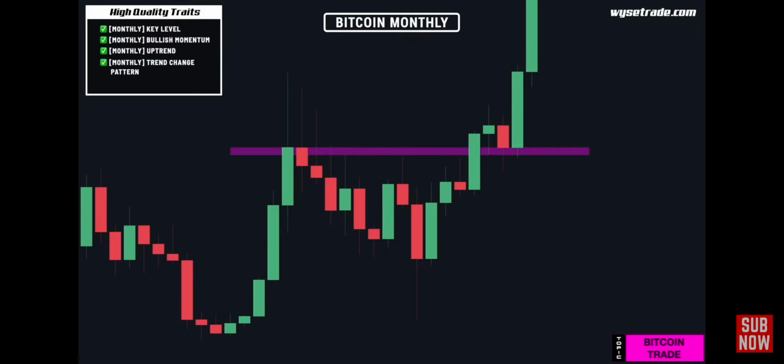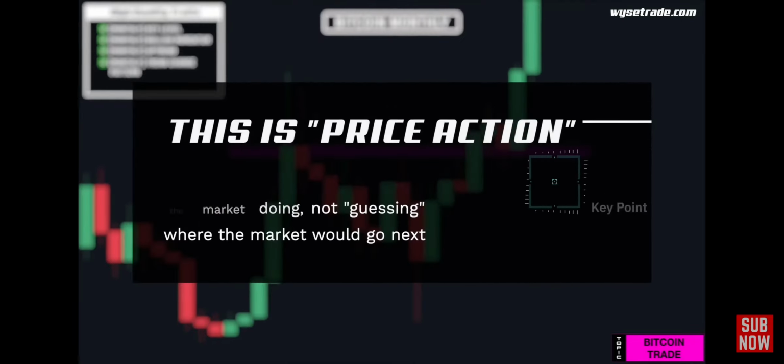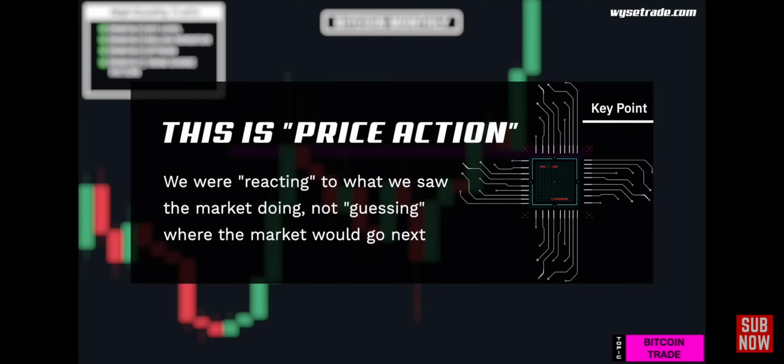Even before we go down in time frames, everything we just covered tells you one simple thing: look for long trades. Now, this is a very important point. This is what price action is in a nutshell. We were reacting to what we saw the market doing, not guessing where the market would go next.